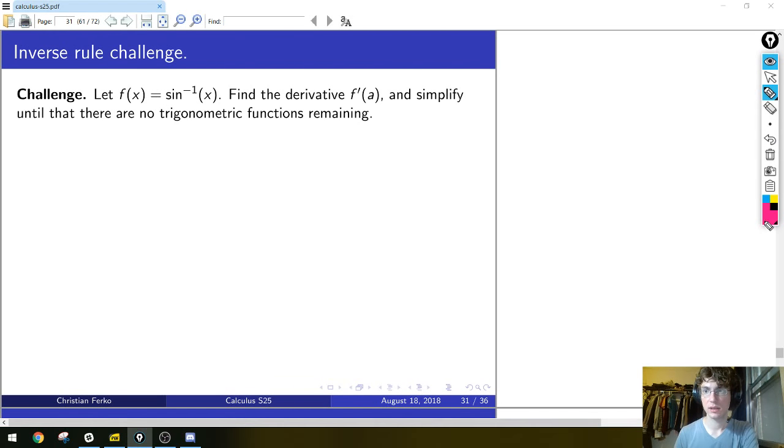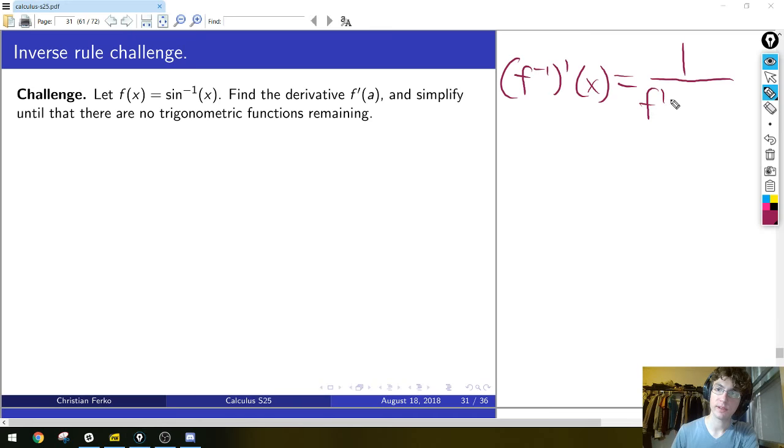But if you still have time, we can do some challenges to apply that formula we just derived. So I will repeat the formula. f inverse prime at x is 1 over f prime at f inverse of x. Okay, so that's the formula we derived.